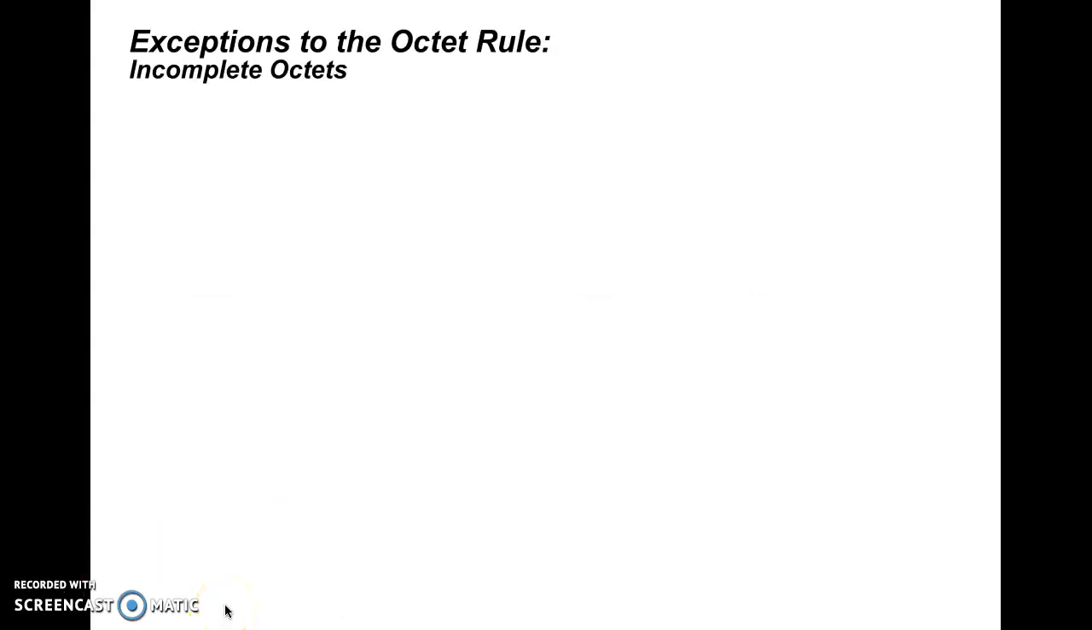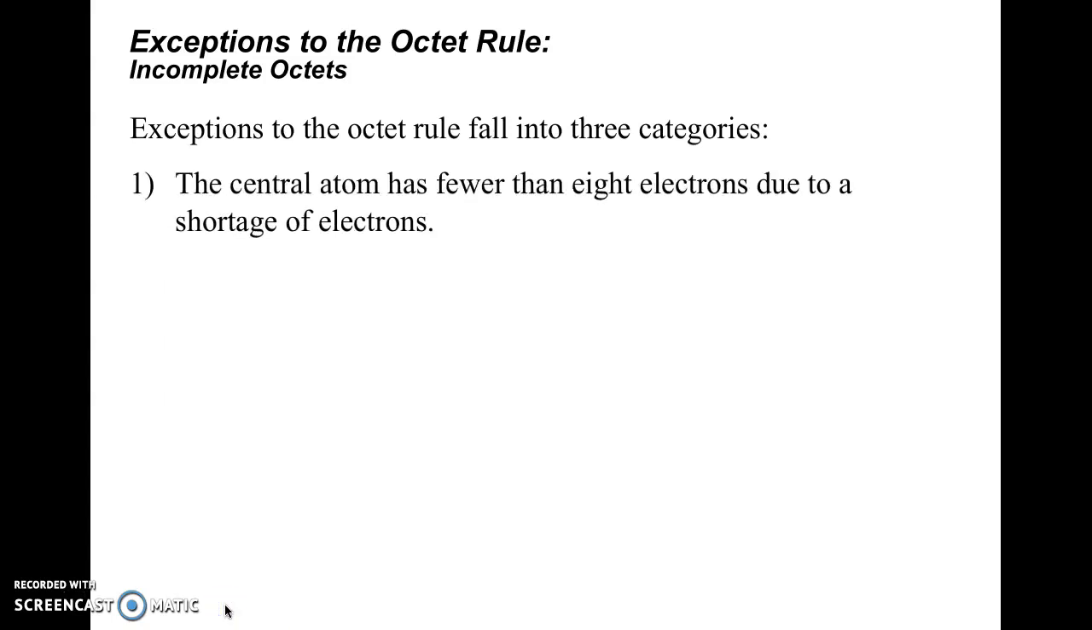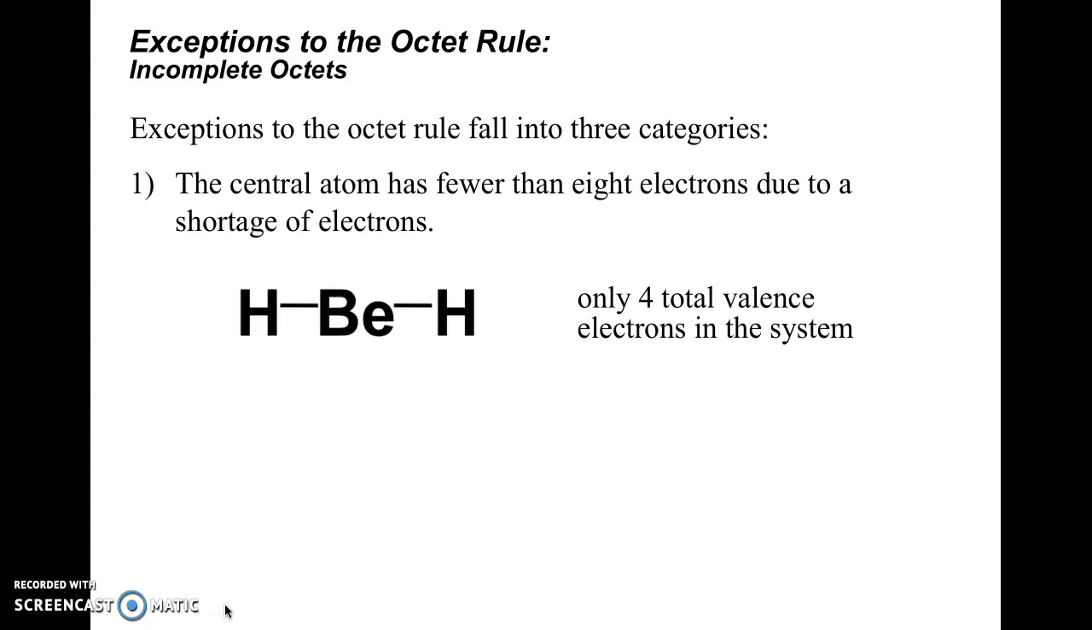All right, and our final topic is exceptions to the octet rule. We start out by learning the octet rule, but there are many situations in which elements have an incomplete octet. And there are 3 different categories. The first one is where that central atom has fewer than 8 electrons due to a shortage of electrons. So beryllium hydride only has 4 total electrons in the system. Beryllium has 2, each hydrogen has 1.